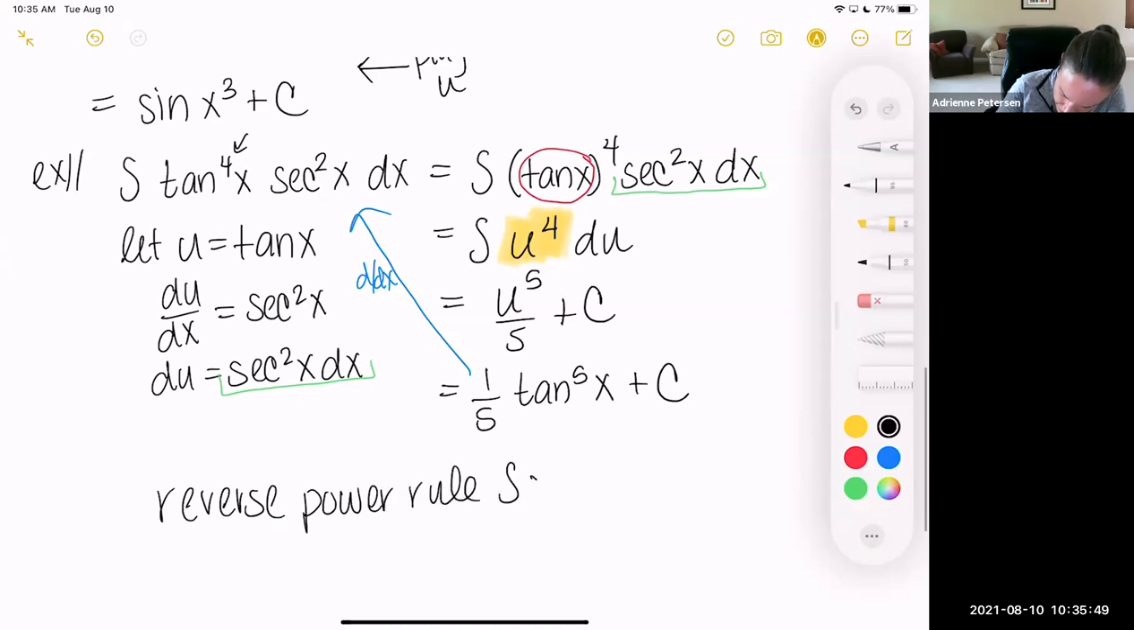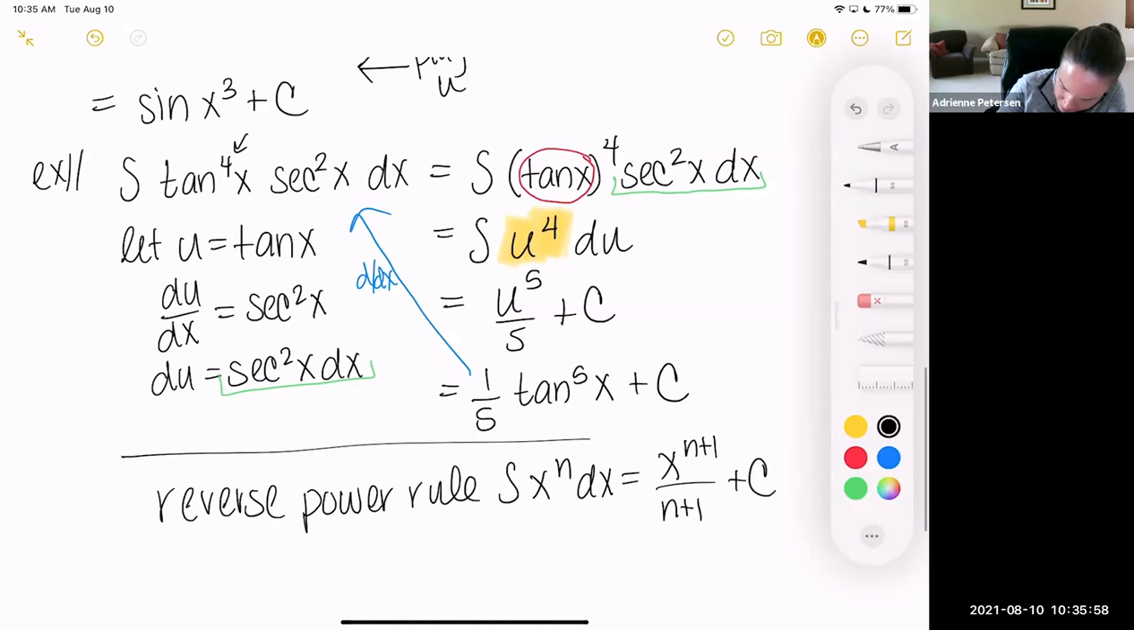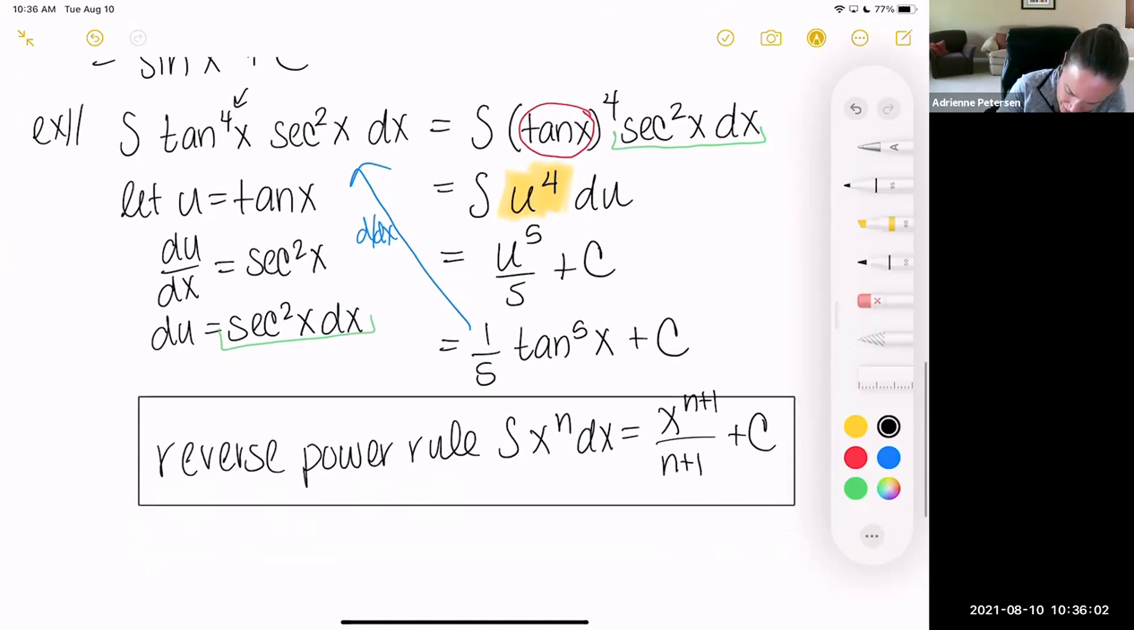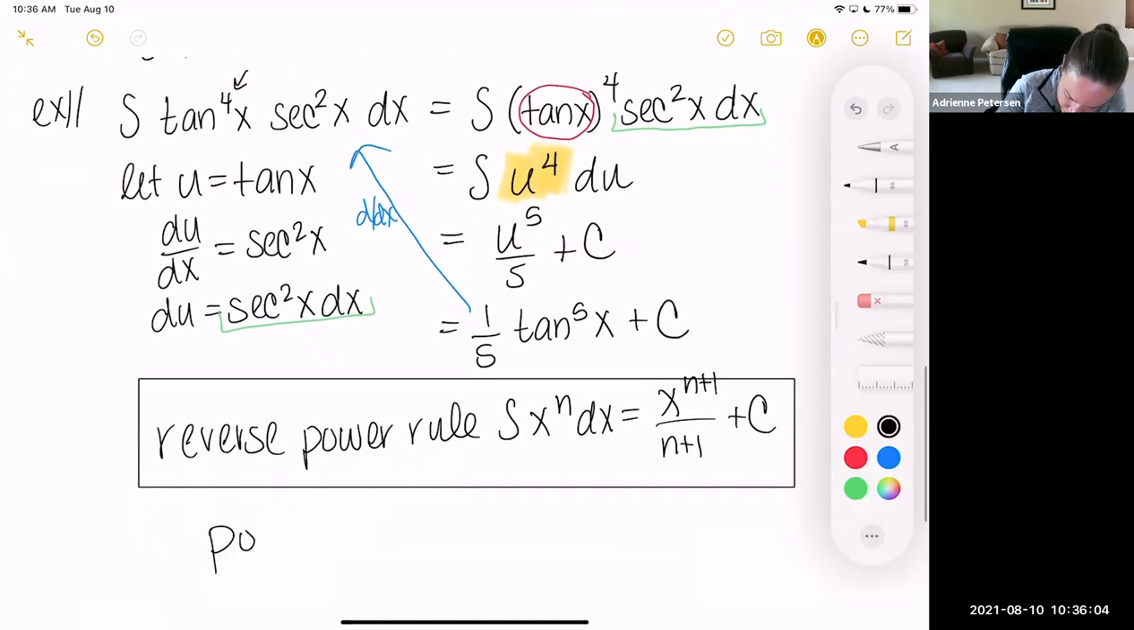says the integral of x to the n is x to the n plus 1 over n plus 1, plus c. Right, and that's the opposite of the regular power rule, which said that the derivative of x to the n is n times x to the n minus 1. We're doing the opposite.